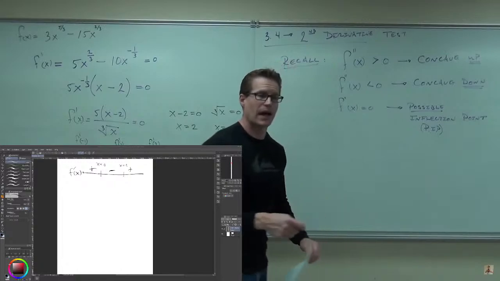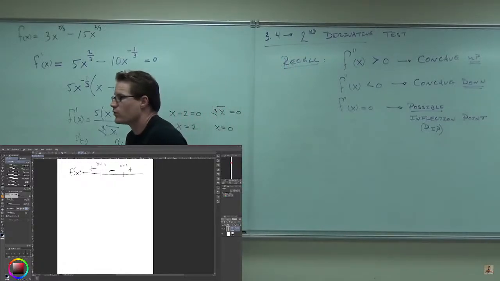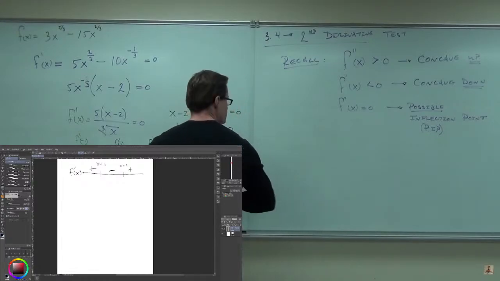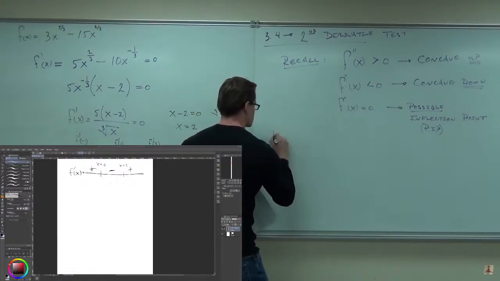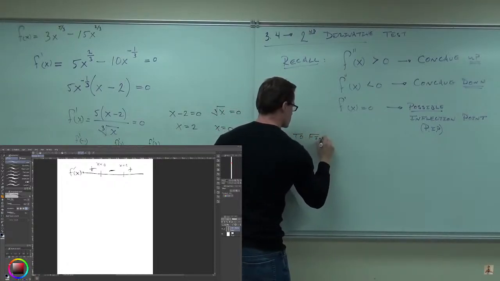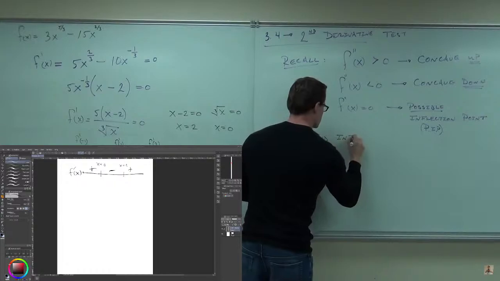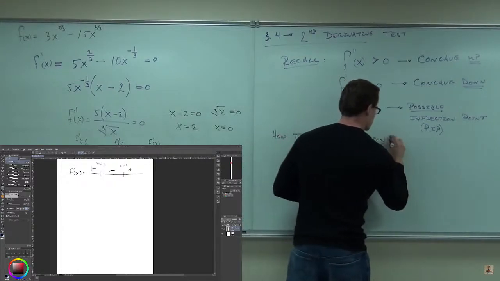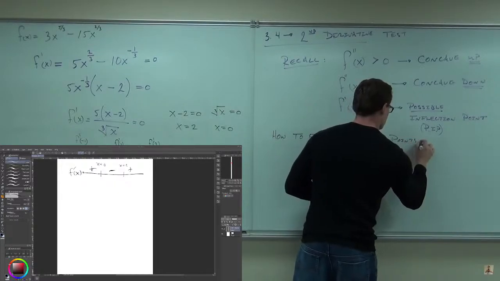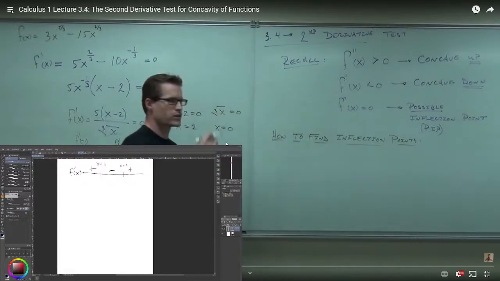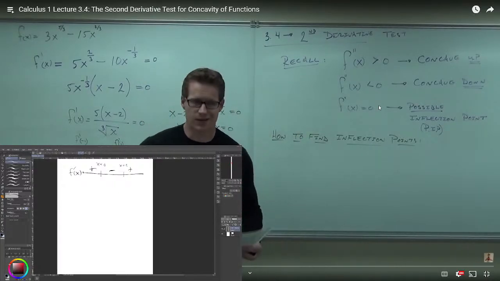So let's find out right now how to find some inflection points. That's our whole goal for the rest of our day, and then tie these things together. Set equal to 0. Oh man, what did we do for the first derivative test? The test if it was a critical point or not. It's been so long. So how do we find the inflection points? We're going to be using the second derivative test.